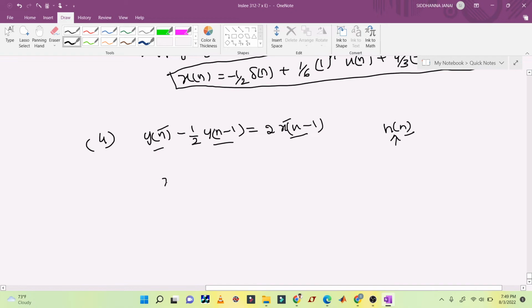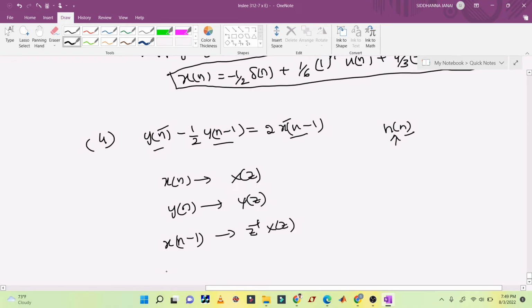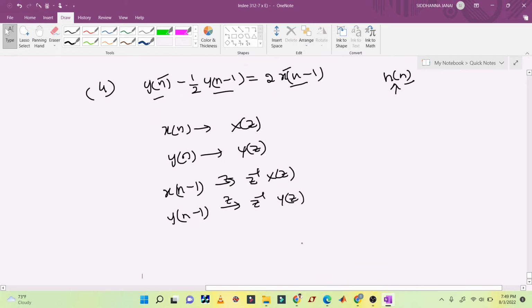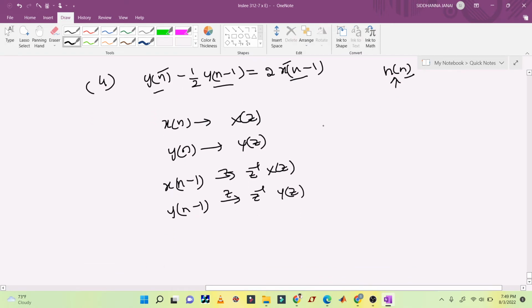So the z transform of x of n will give us x of z. Z transform of y of n will give us y of z. And what about the z transform of x of n minus 1? It will give us z to the power minus 1 into x of z. Similarly, y of n minus 1 is there, which means its z transform would be z inverse into y of z. Okay, this is the time shifting property.